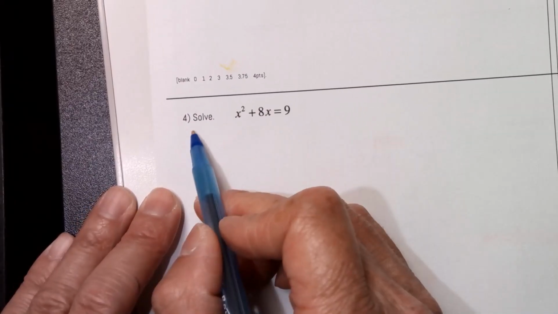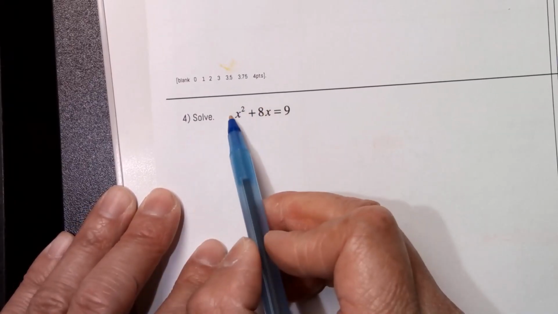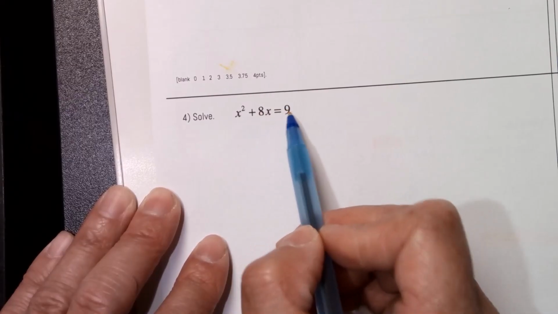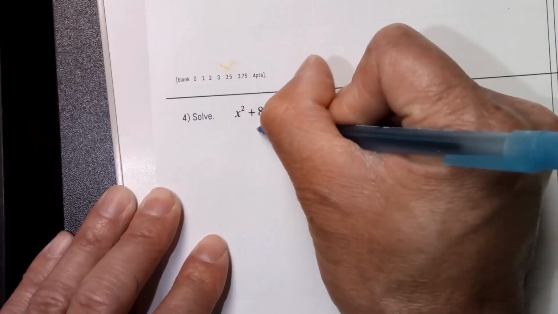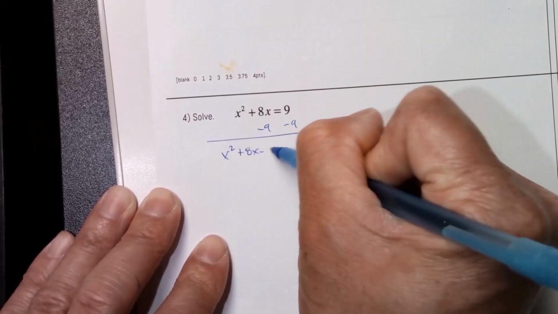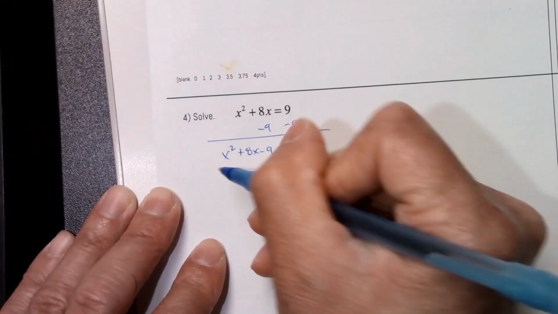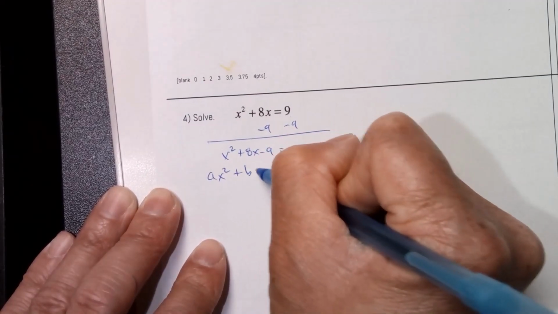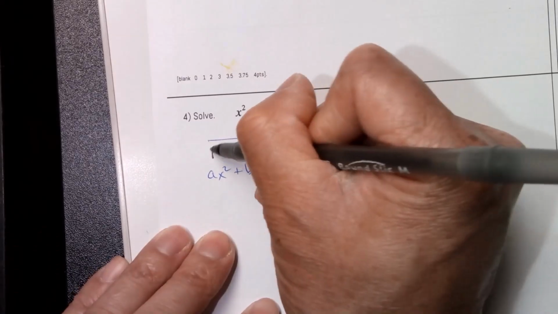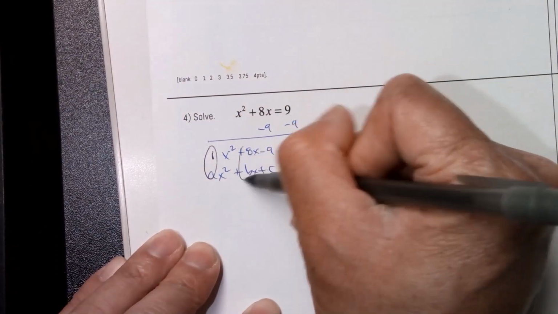Number 4. The temptation is to think A is 1, B is 8, and C is 9. That's incorrect. It has to be set equal to 0. So I'm going to subtract 9. X squared plus 8x minus 9 equals 0. And now I can find my A, B, and C. A is 1, B is 8, C is negative 9.